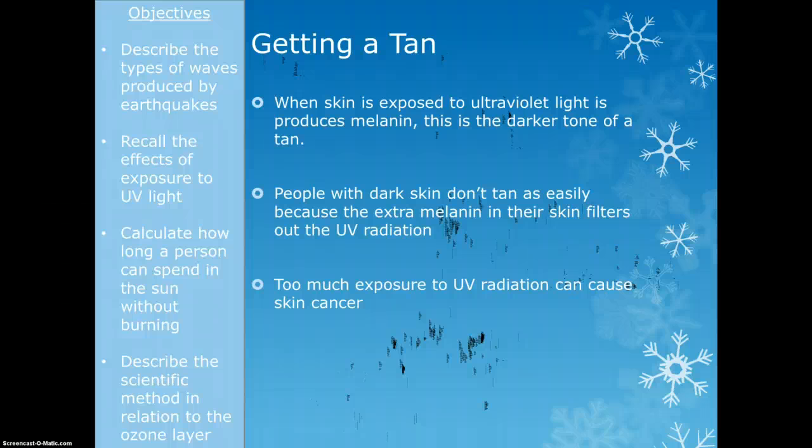Now, people who have darker skin tones don't tan as easily because they already naturally have extra amounts of melanin in their skin. What the melanin does is filter out the UV, so it stops the UV penetrating further into your skin. It's basically protecting you from the UV. However, too much exposure to UV radiation can cause skin cancer. So the melanin is there to try and protect that from happening. It's not foolproof and it's not perfect, because too much UV radiation, regardless of your skin tone, can lead to skin cancer.